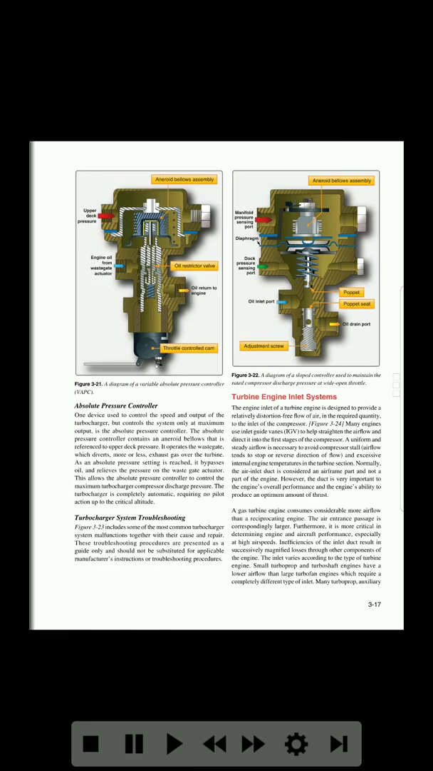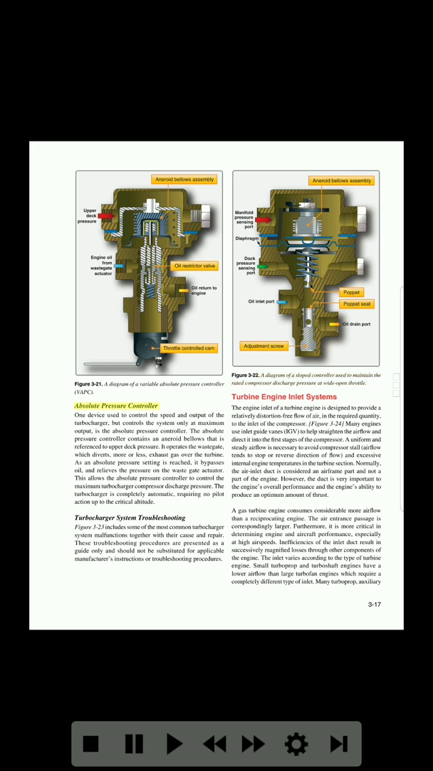3-16. Aneroid bellows assembly. Upper deck pressure. Manifold pressure sensing port. Diaphragm. Engine oil from wastegate actuator. Oil restrictor valve. Deck pressure sensing port. Oil return to engine. Oil inlet port. Poppet seat. Oil drain port. Throttle controlled cam. Adjustment screw. Figure 3-21. A diagram of a variable absolute pressure controller. Figure 3-22. A diagram of a slip controller used to maintain the rated compressor discharge pressure at wide open throttle.